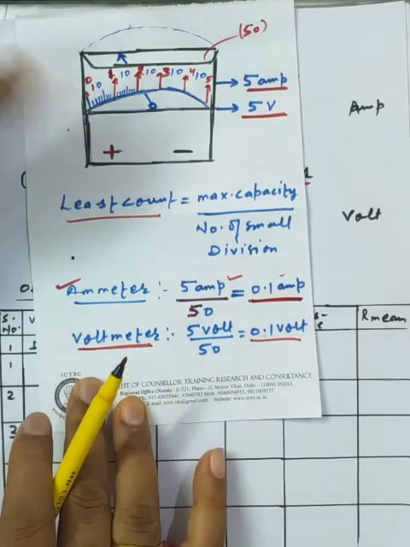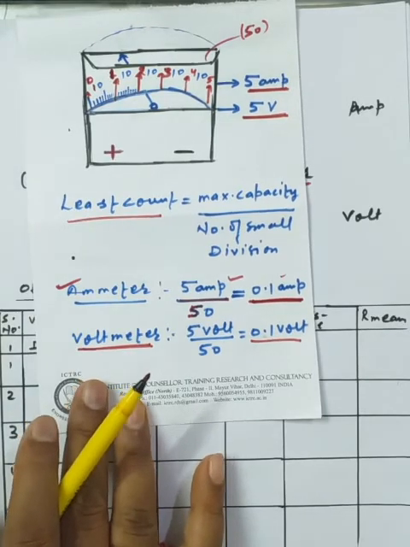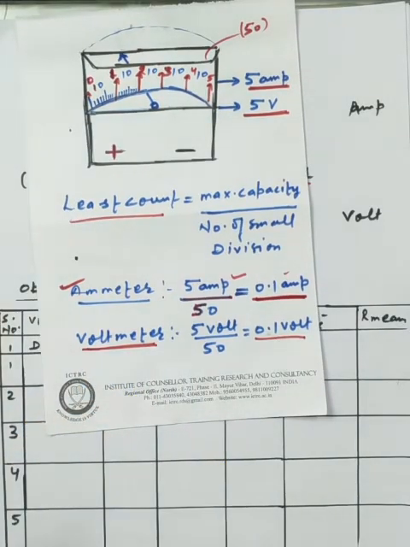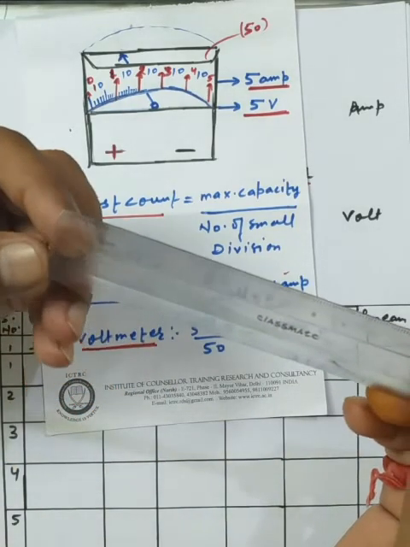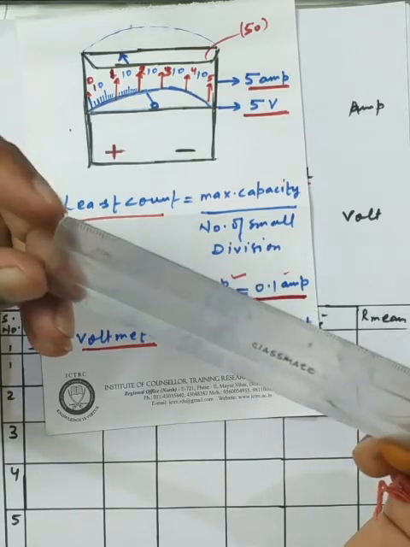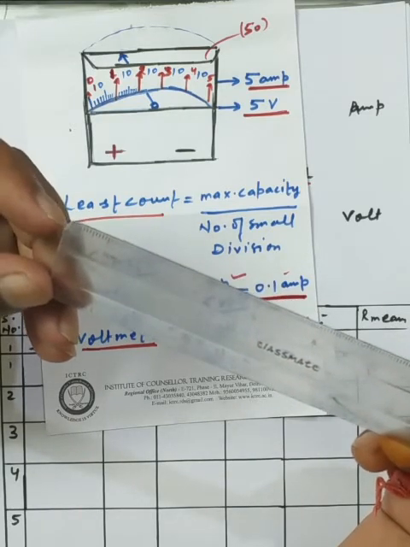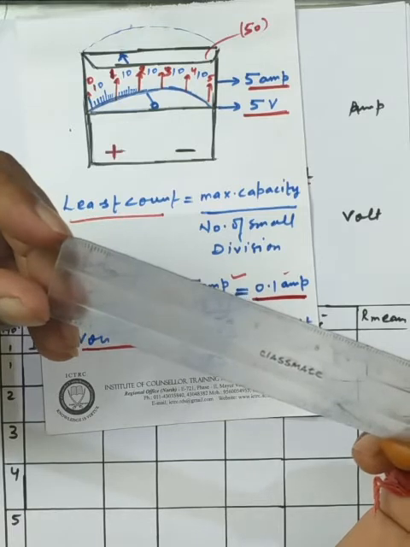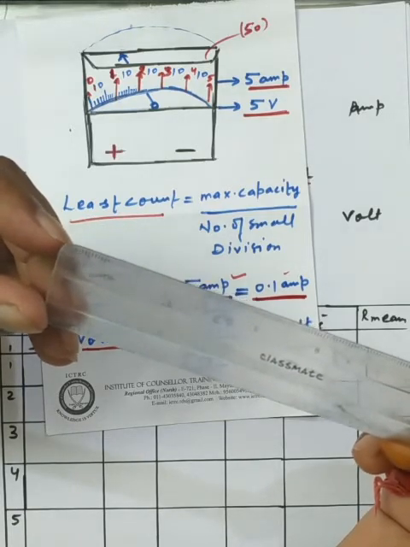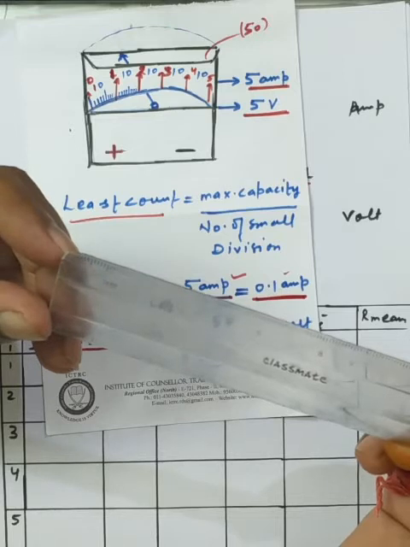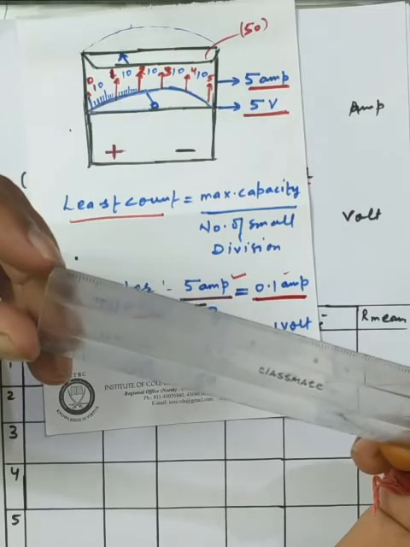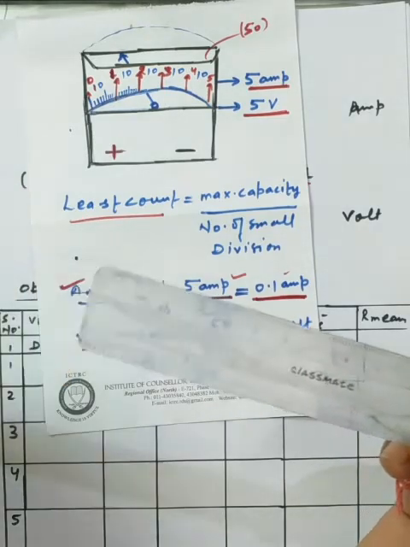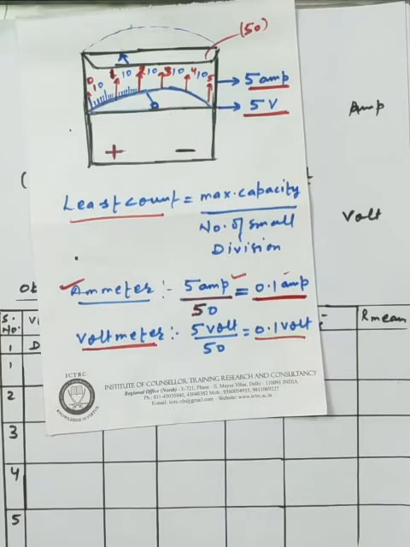So this is the simplest method, and even you can go with a simple scale. Easily you can find the least count of the scale. Here I am making the measurement of the length from the centimeter side. So 0 to 1 centimeter has 10 small divisions. So 1 is to be divided by 10, that is 0.1. So the least count of this scale is 0.1 centimeter. This is the simplest method to find the least count of any device.